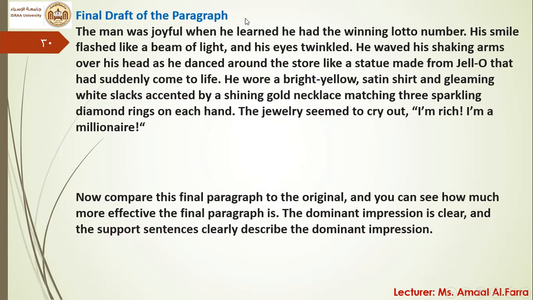Let's see the final draft of the paragraph. The man was joyful when he learned he had the winning lotto number. His smile flashed like a beam of light and his eyes twinkled. He waved his shaking arms over his head as he danced around the store like a statue made from jello that had suddenly come to life. He wore a bright yellow satin shirt and gleaming white slacks, accented by a shining gold necklace matching 3 sparkling diamond rings on each hand. The jewelry seemed to cry out, I'm rich, I'm a millionaire.